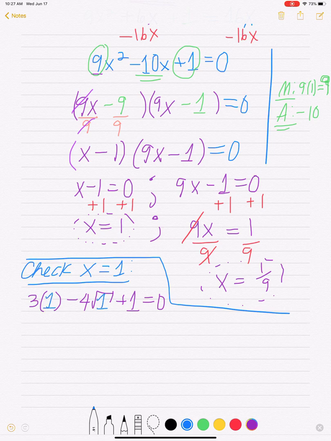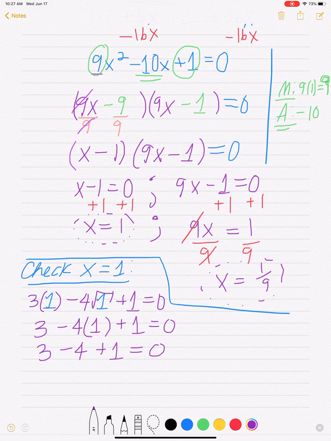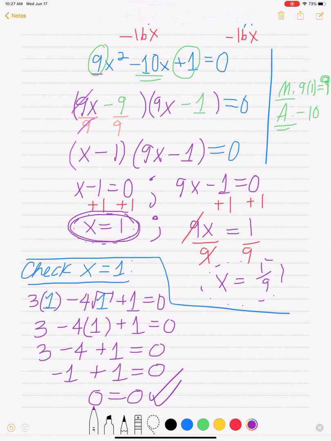All right, so first I'm going to do what? 3 times 1 is 3 minus 4 times square root of 1 is 1 plus 1 equals 0. Does this check out? Well, we're going to have what? 3. Negative 4 times 1 is negative 4, and then plus 1 equals 0. Let's see, what's 3 minus 4? 3 minus 4 is negative 1. We got plus 1 equals 0. Does that check? Yeah, 0 equals 0. It checks. So this is a solution. 1 is a solution to this equation.